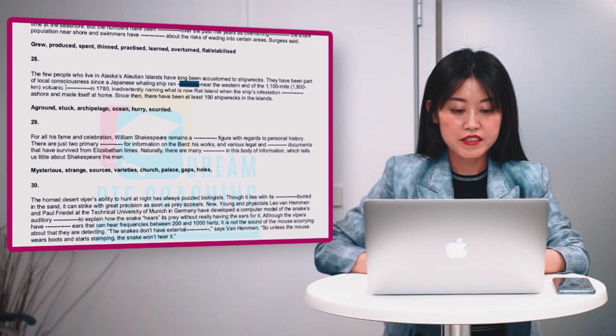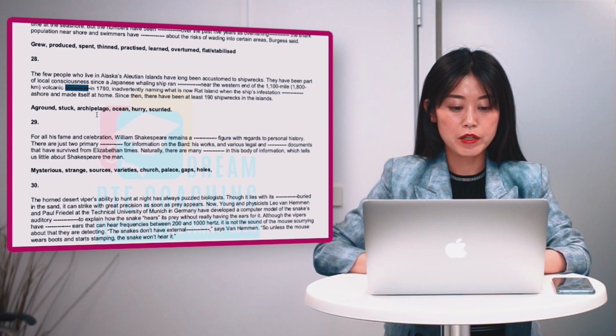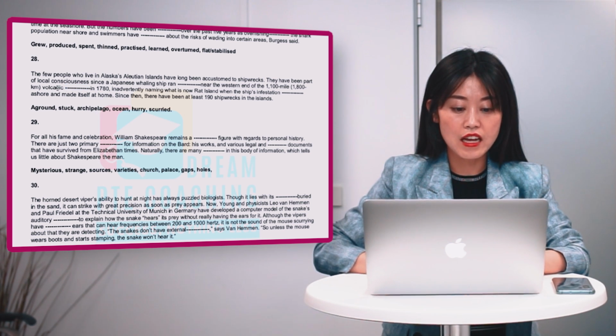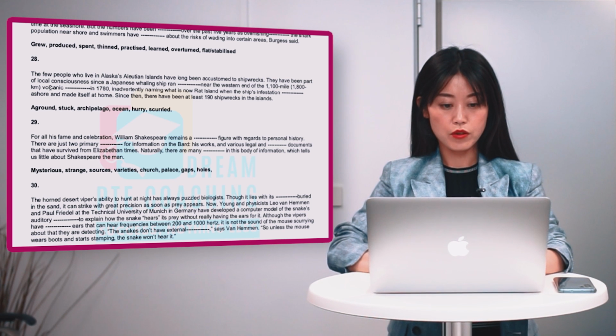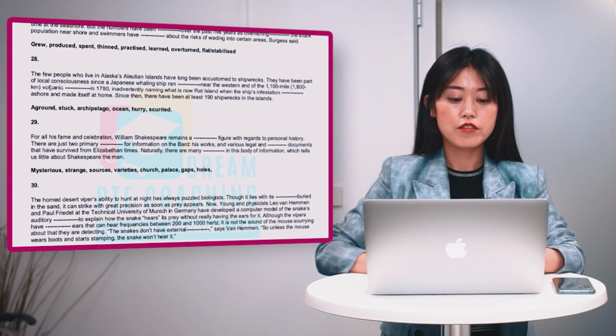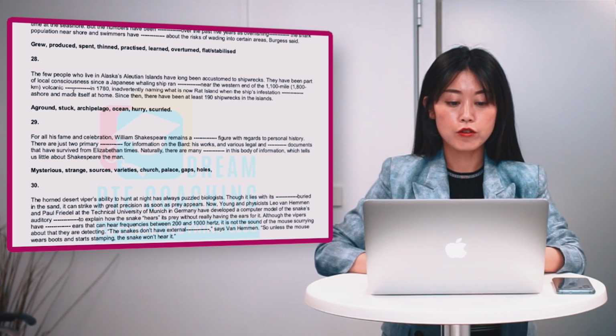And then the most important part is the second blank. It's tricky because we have some vocabulary that we're not really sure about, but we see volcanic. When we see a word ending in N-I-C, it is an adjective. Volcanic comes from volcano, so it's an adjective of volcano. We're looking for another noun for this blank, and we're looking for nouns in here. We have archipelago or we have ocean.